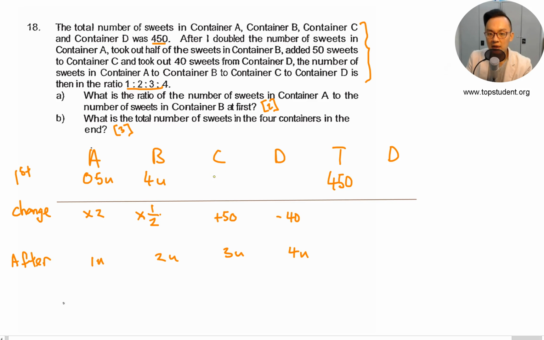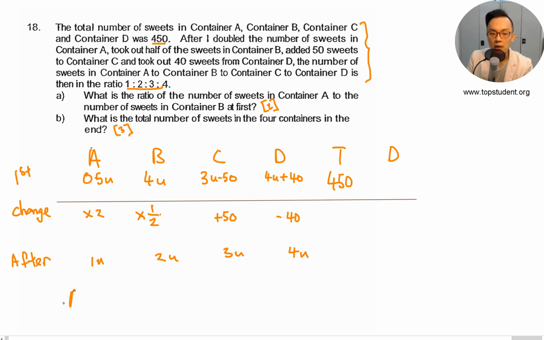So I had something at first, then I plus 50, then it became 3U. So therefore initially I had 3U minus 50. Then I plus 50, then I became 3U. And then this is, I have 4U plus 40. And then I minus 40, I became 4U. All right, so that's the key part to knowing this question, how to get from after to at first. So once you get this, then the ratio of the number of sweets in A to B, 2-mark question.